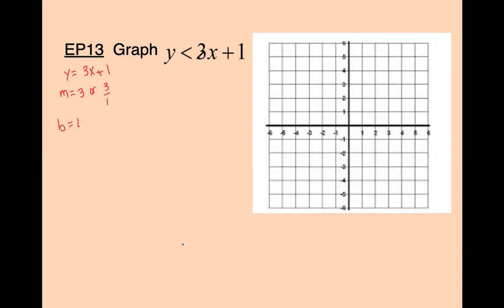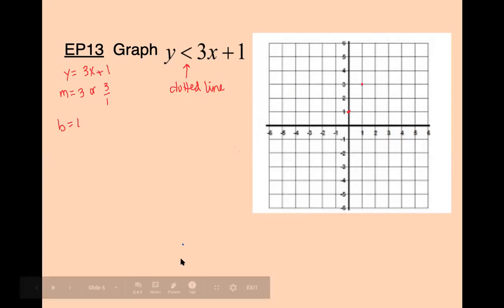Now, what I need to notice is that this is just less than. There's no equal. So when I draw my boundary line, it needs to be a dotted line because the solution does not include the boundary line in this case. So my y-intercept is 1. I put a dot there. My slope is 3 or 3 over 1, so I go up 3 squares and over 1 square. And remember, you can get multiple points, except I only went 2 there, so good thing I was looking.